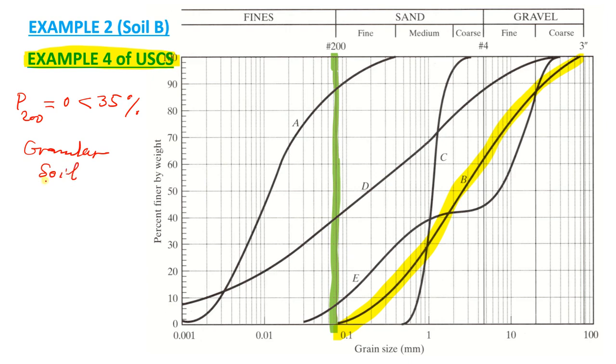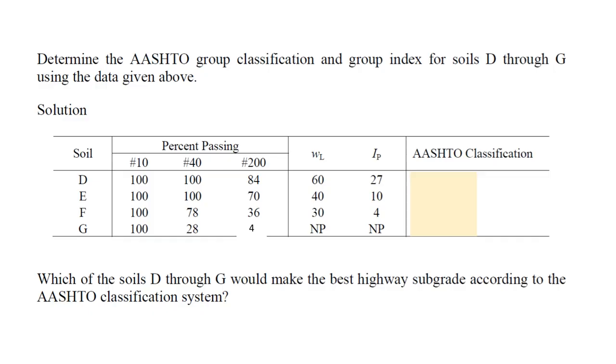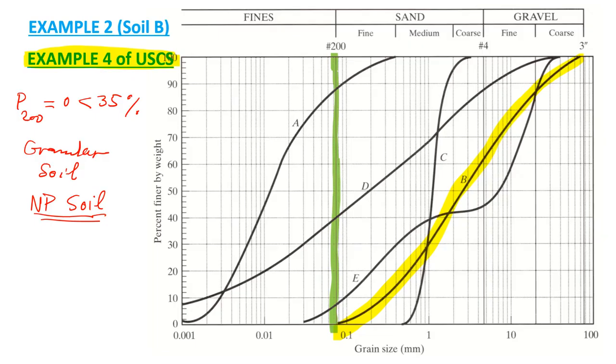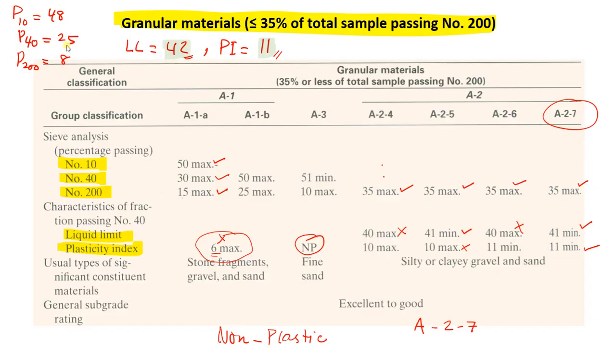Remember, for this soil passing number 200 is 0. It is less than 5%. When it is less than 5%, we cannot do liquid limit plastic limit test, so it's a non-plastic soil. It means no liquid limit plastic limit values. It's an NP soil. So what we need from here is this granular material table, let me just copy that table from here.